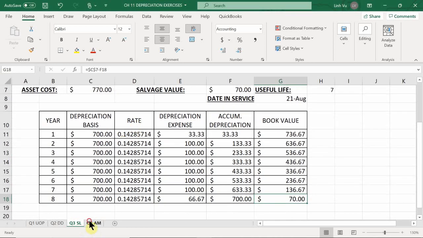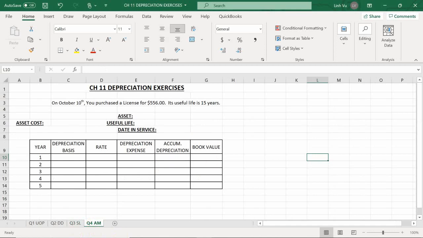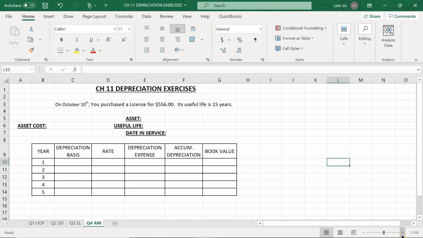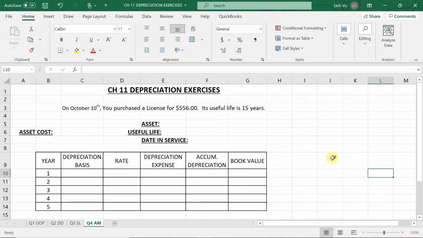Okay. Last but not least, it's going to be amortization. If you remember from our lesson, amortization is treated the same exact way as straight line. The only thing we don't have is a salvage value.